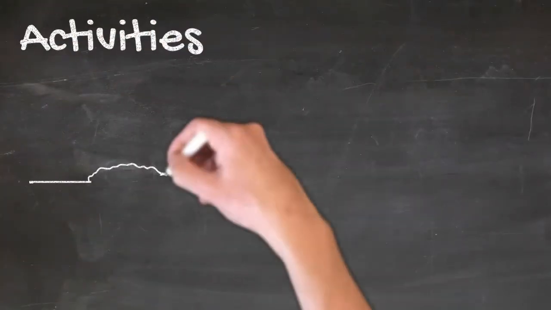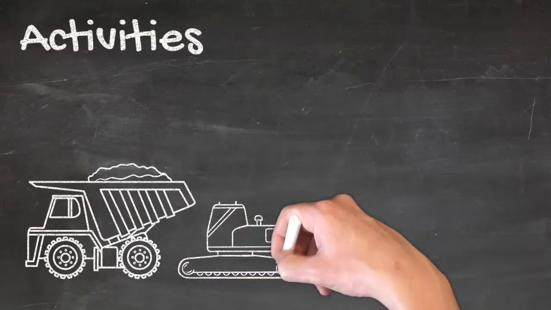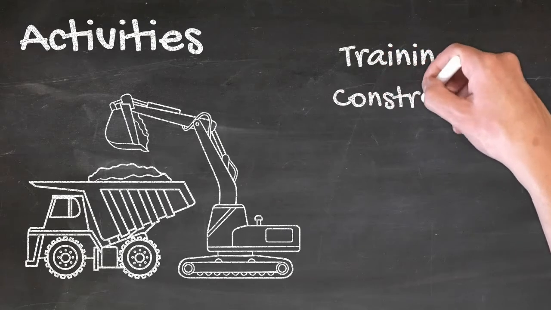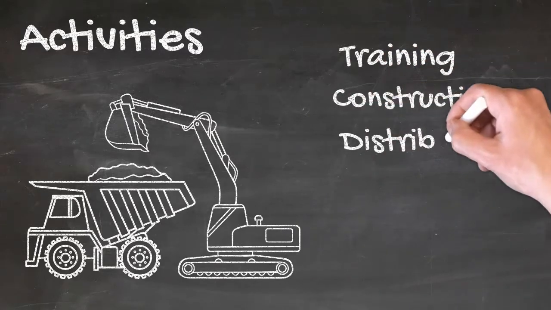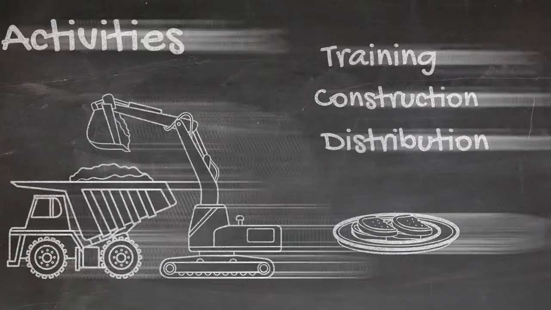Activities. These are the actions taken or the work performed with inputs to produce something. For example, delivering training, constructing hospital or bridge, distributing food, or distributing farm inputs are some of the activities.